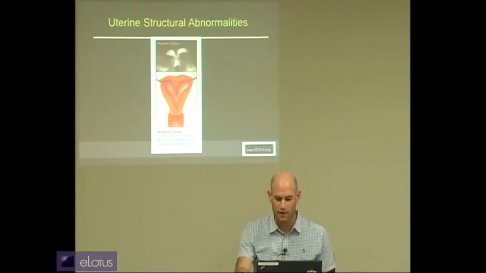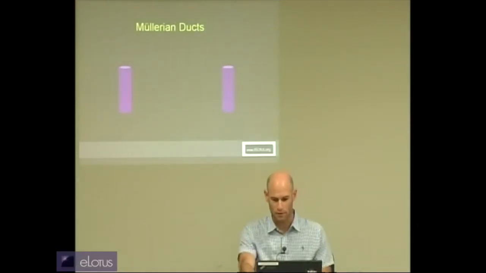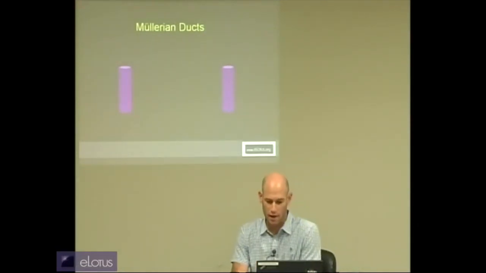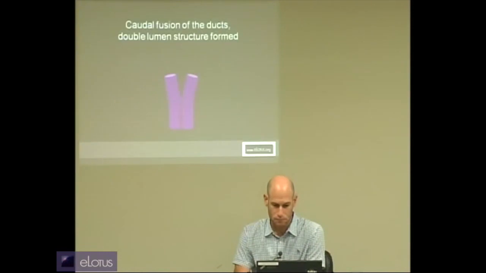And the way that gets there is that, remember back to our fancy PowerPoint demonstration, these Mullerian ducts, which are on the sides of the embryonic disc, they migrate towards each other like they're supposed to at about 6 weeks gestation, which is about 4 weeks after fertilization. They come together the normal way.